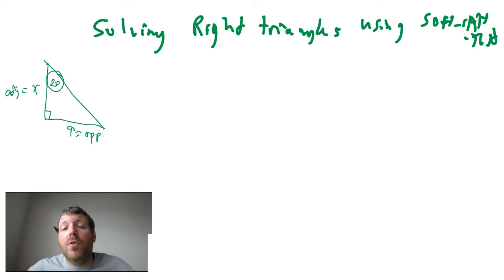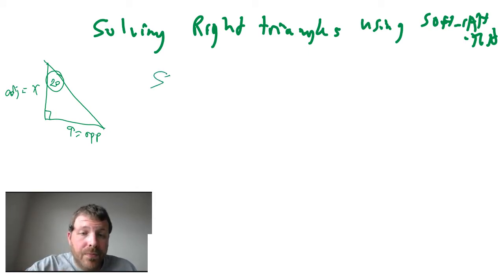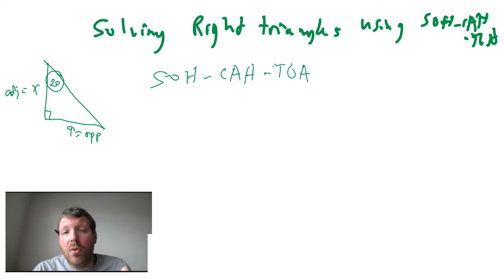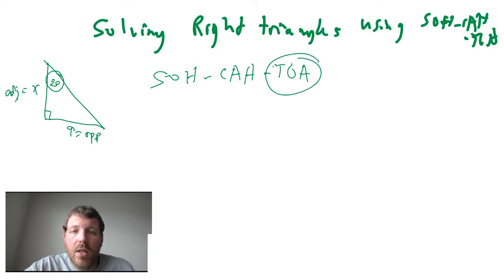Okay, so using SOHCAHTOA, which trig function should I use? Well, which one has adjacent and opposite in it? Well, it's not this one because this one has opposite and hypotenuse. It's not this one because this has adjacent and hypotenuse, so it has to be the tangent. So that tells me which one I'm going to use. So we're going to do tangent.